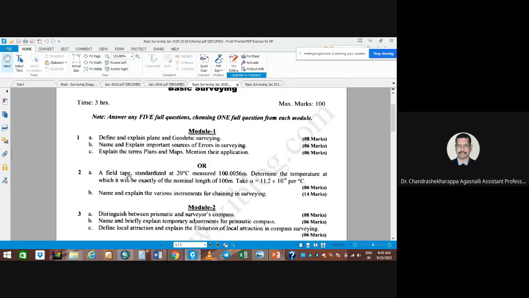If a field tape standardized at 20 degrees centigrade measures 100.0056 meters, determine the temperature at which it will be exactly of nominal length. At 20 degrees centigrade, the tape was 100.0056 meters. We have to find the temperature at which it is exactly the nominal length of 100 meters. If the tape is 100 meters, what is the temperature? They have also given the alpha value here.